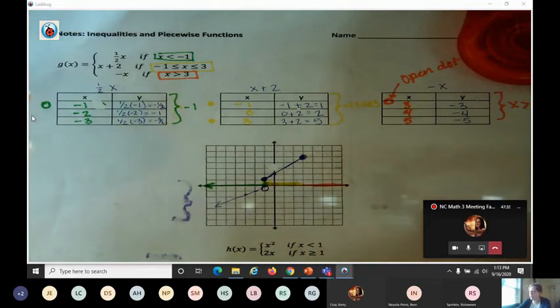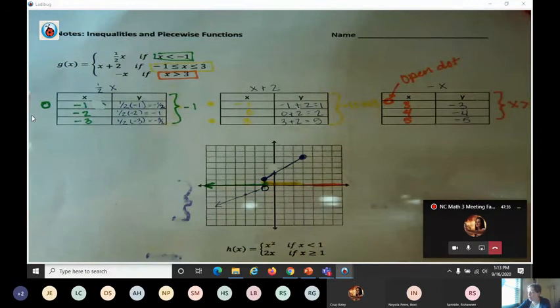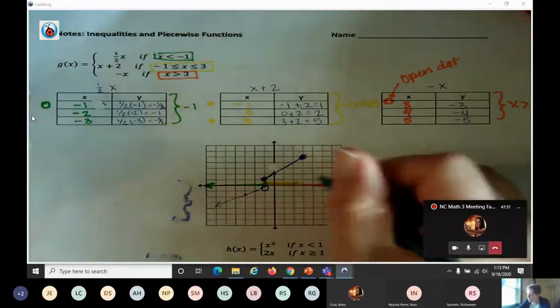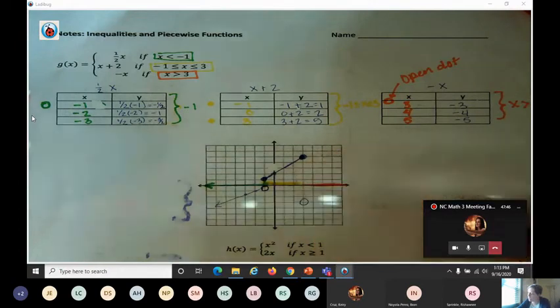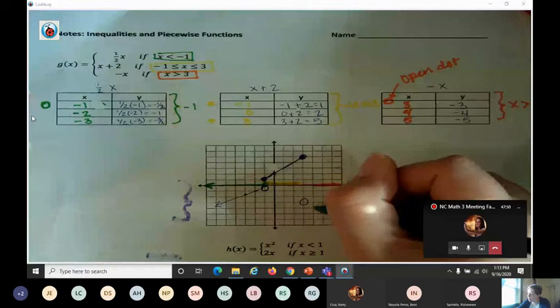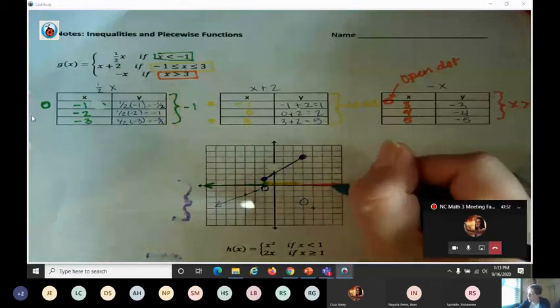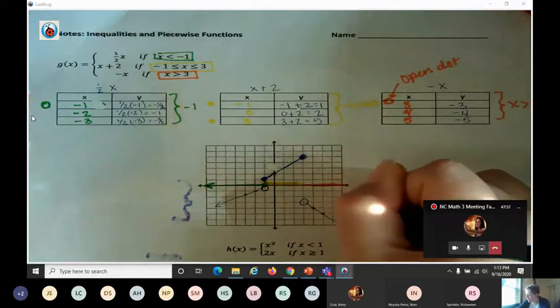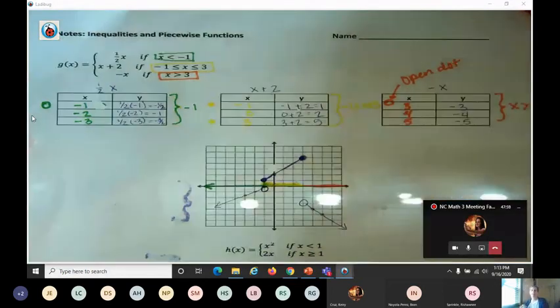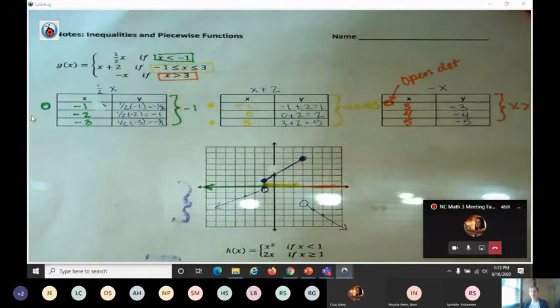And then for my orange section, I should have an open dot at 3. So yes, 1, 2, 3, -3. An open dot right here. Then at 4, -4. And at 5, -5. So I should have a line going through like this. Okay, so those are my 3 pieces of my function.